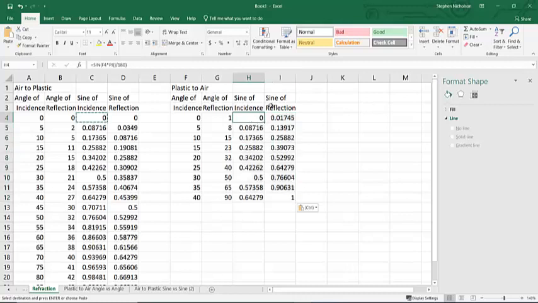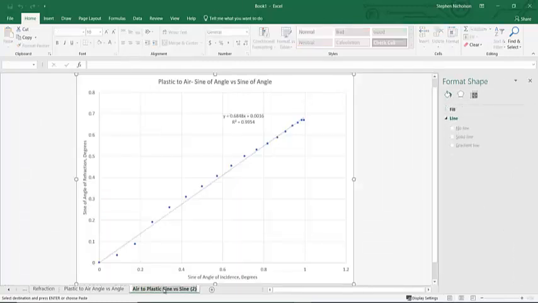So now we've got sine versus sine, so we can go back to the tab, and I just realized we've got to change the title here. I didn't do that earlier. So it's plastic to air. And let's get rid of that little extra 2 thing. Okay, so that's good. Now the last thing we need to do is change the data.